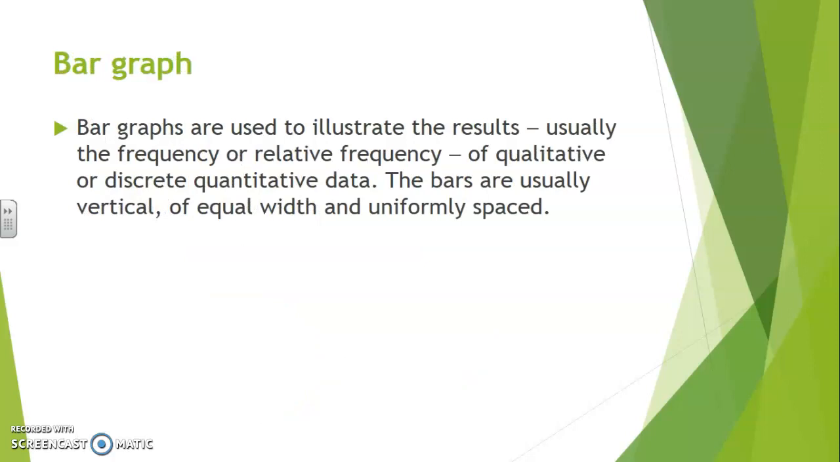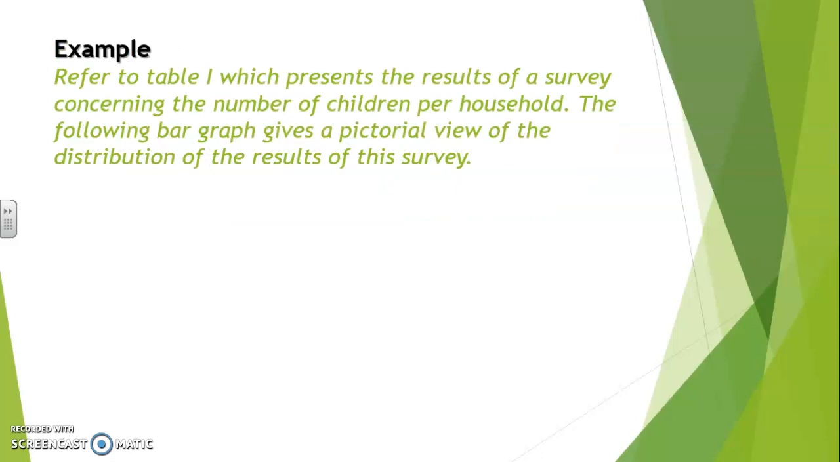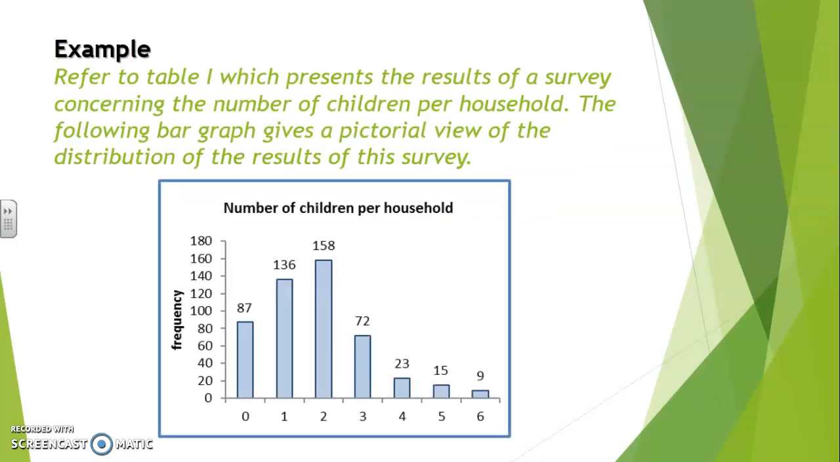You should use a bar graph to represent the frequency or relative frequency of discrete quantitative data, or also ordinal qualitative data. The bars are usually vertical and of equal width and uniformly spaced. So here's an example where we have the number of children per household that we discussed earlier. And notice how the bars are separate because we want to emphasize the fact that the observations are discrete. Between 0 and 1, there are no other possible values. The bars themselves are of equal width, and they could actually just be lines as well. And the height of the bars are specified for clarity.